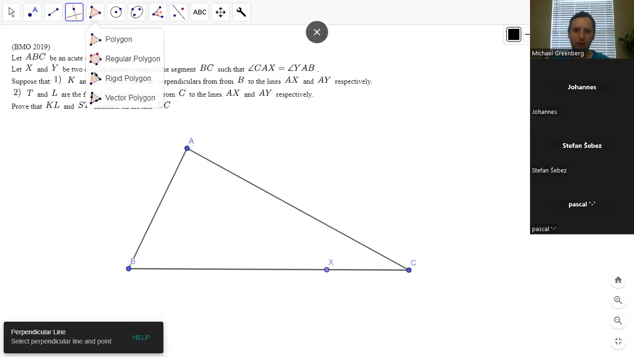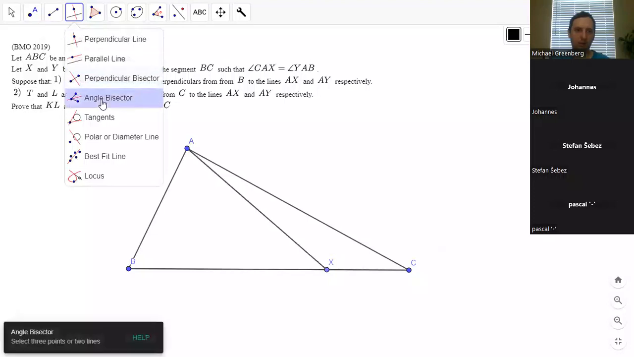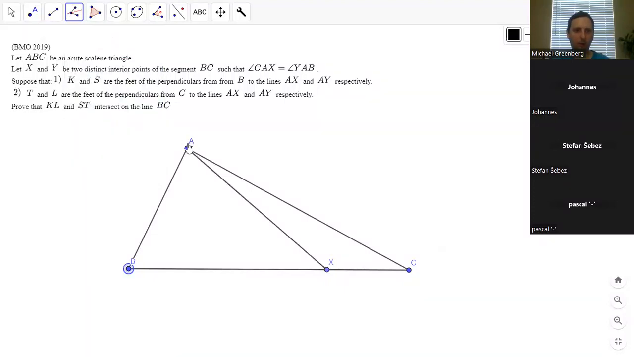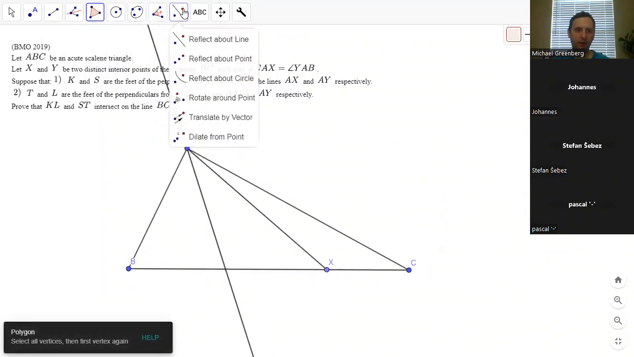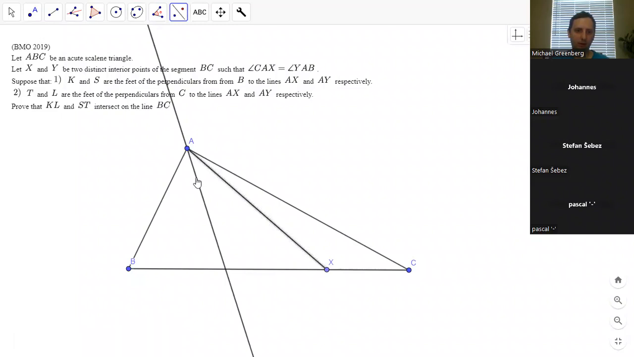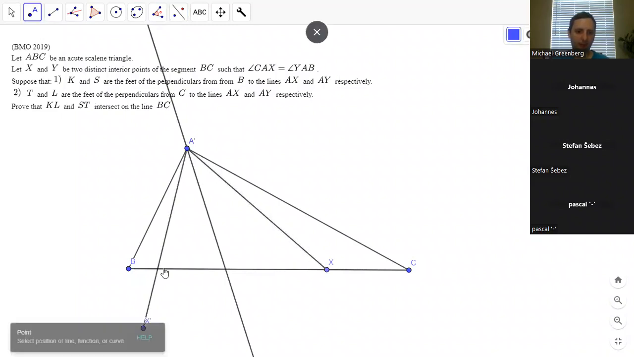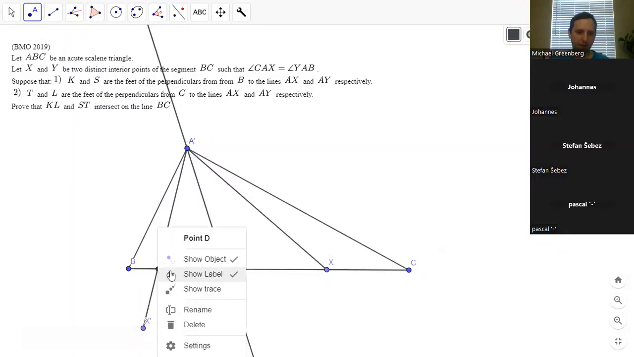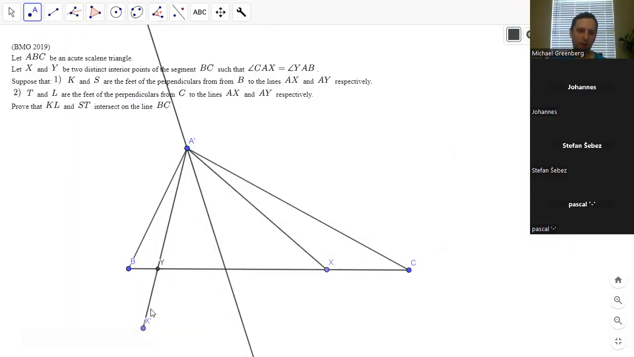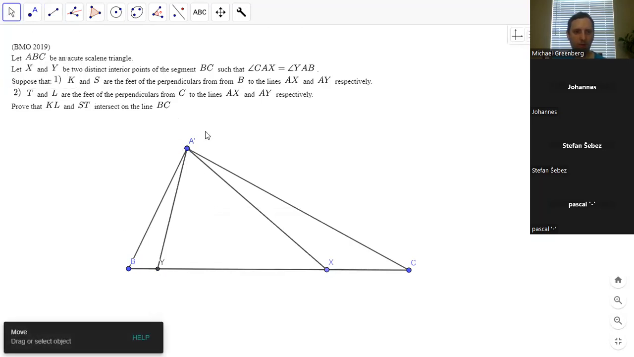Let's see. So we want CAX to equal YAB. So I'm going to reflect this over the angle bisector. I don't know if there's a better way to do it, but that's usually how I do it. And so K and S are the perpendiculars from B to AX and AY.